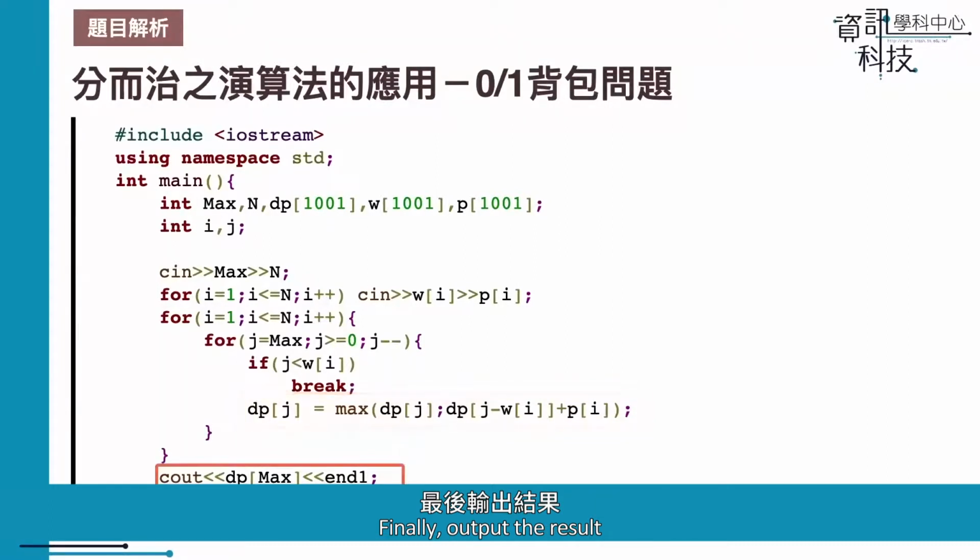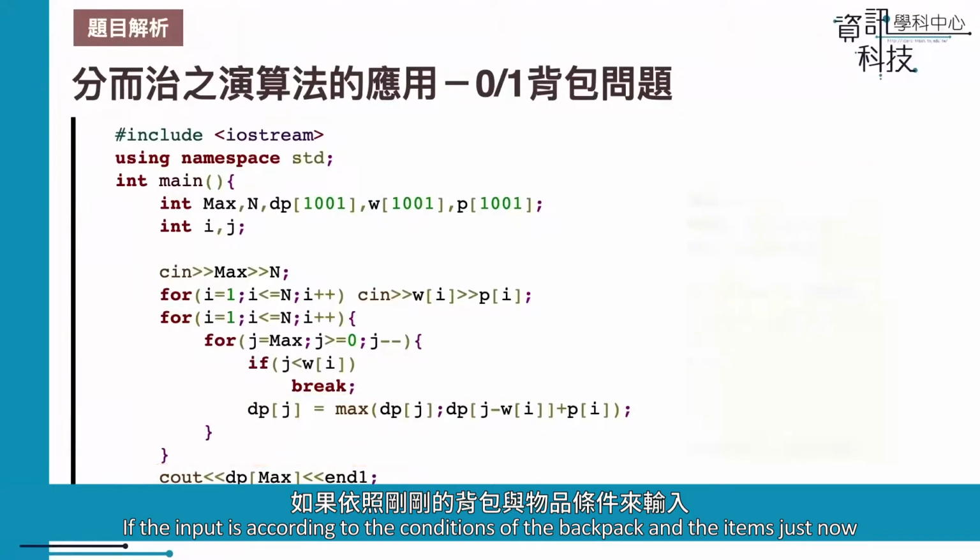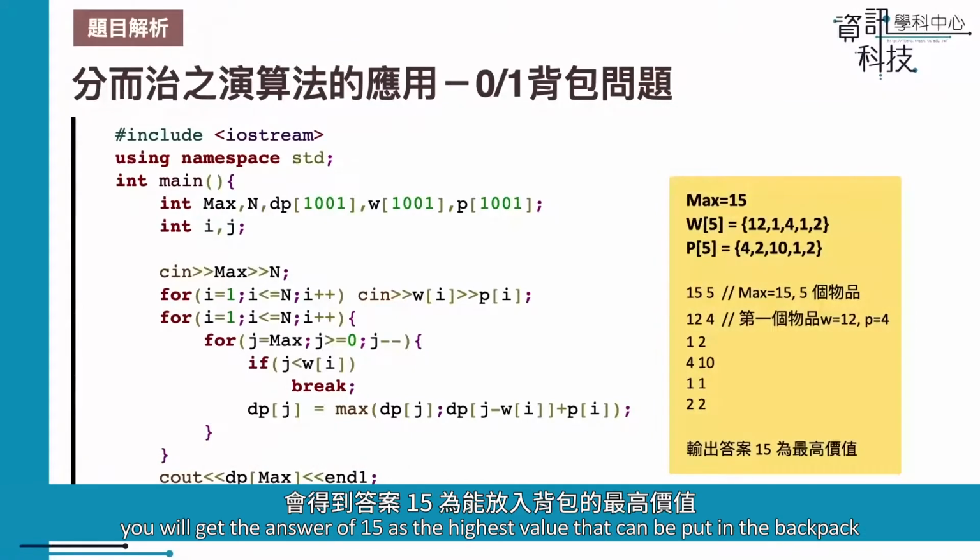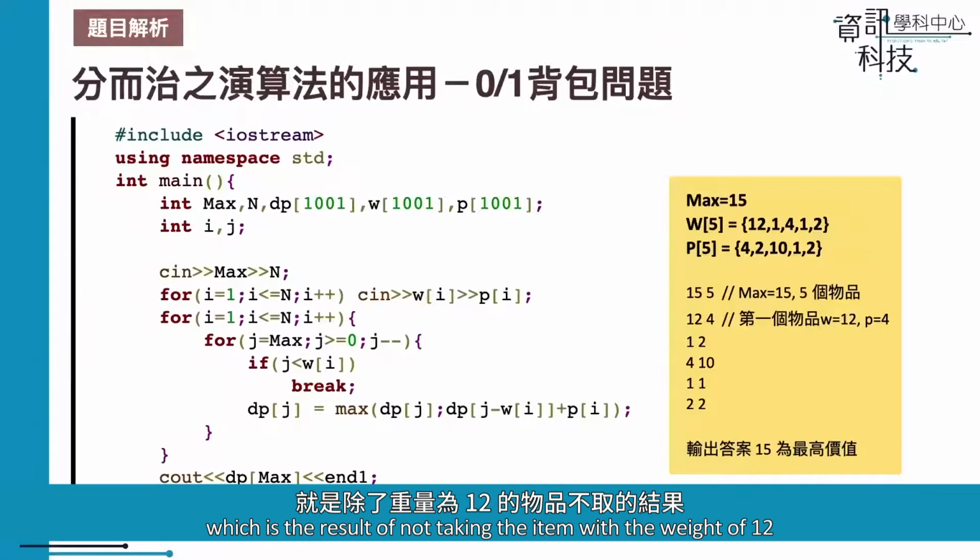Finally, output the result. If the input is according to the conditions of the backpack and the items just now, you will get the answer of 15 as the highest value that can be put in the backpack, which is the result of not taking the item with a weight of 12.